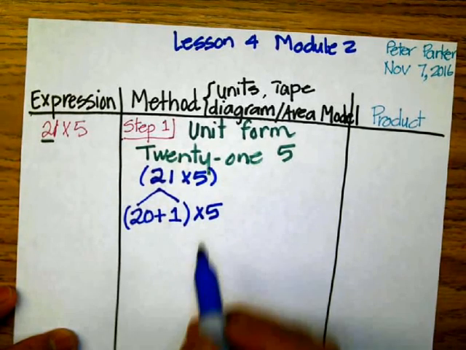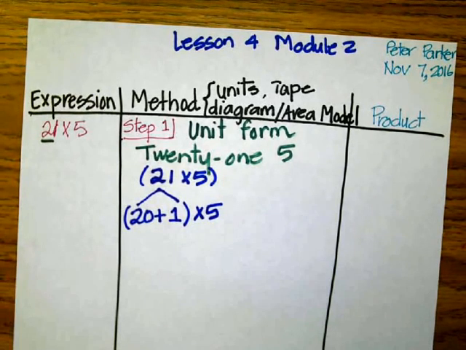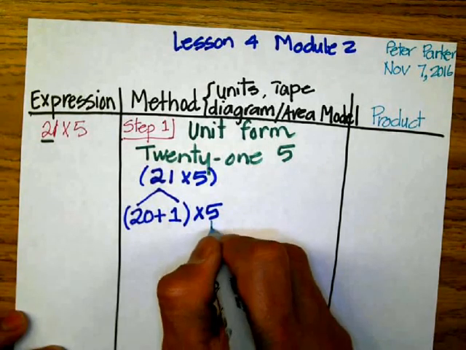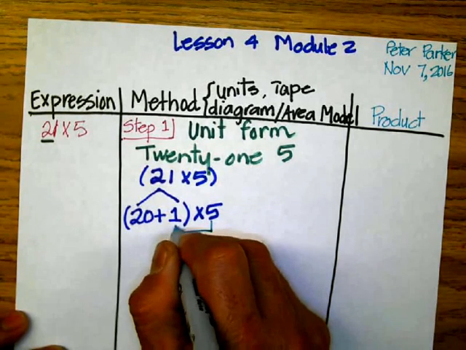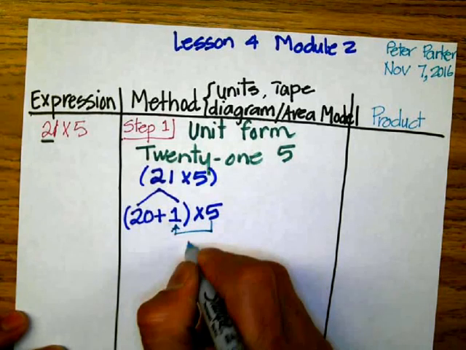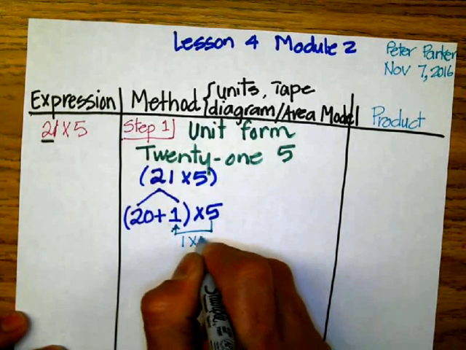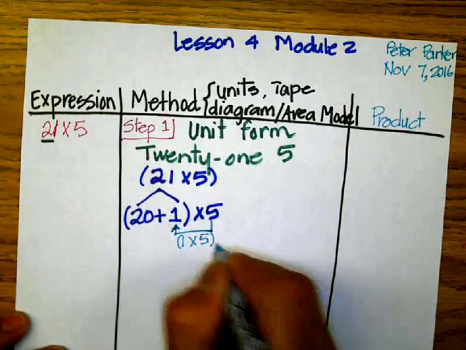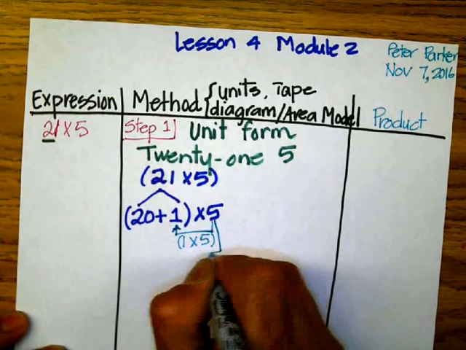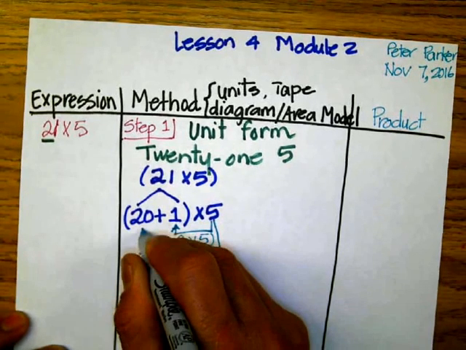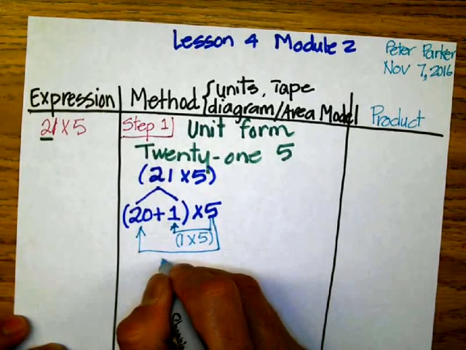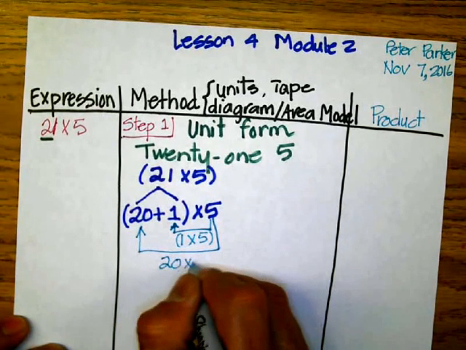Now we're going to associate numbers. We're going to associate the number 5. Now the number 5 is multiplying the 1. So that's going to become 1 times 5. And now we're going to associate the 20. And that's going to turn 20 into 20 times 5.